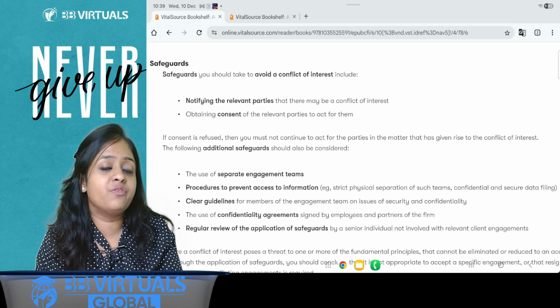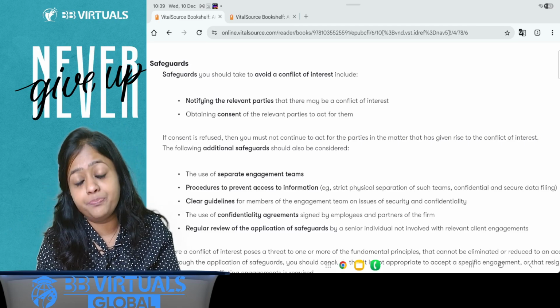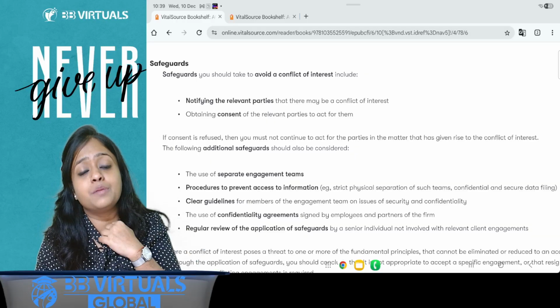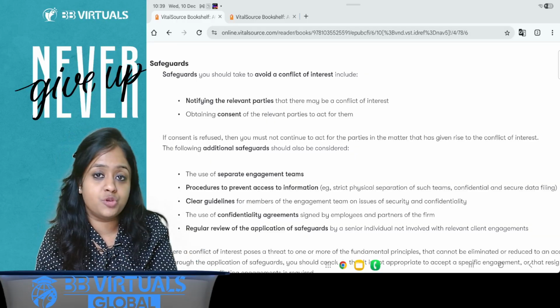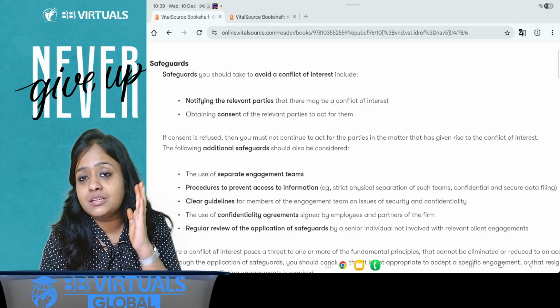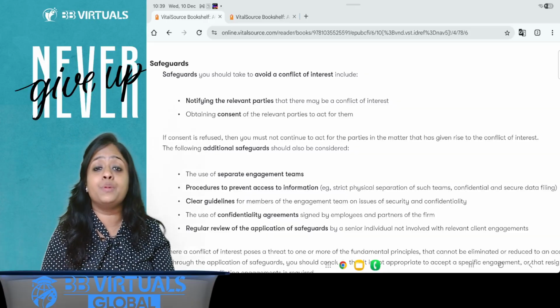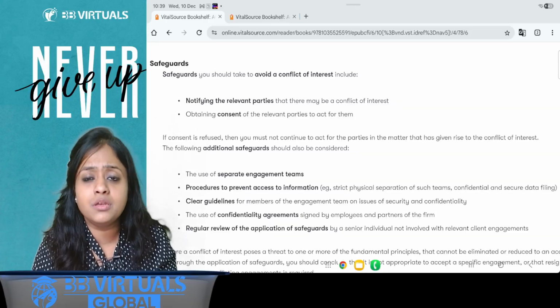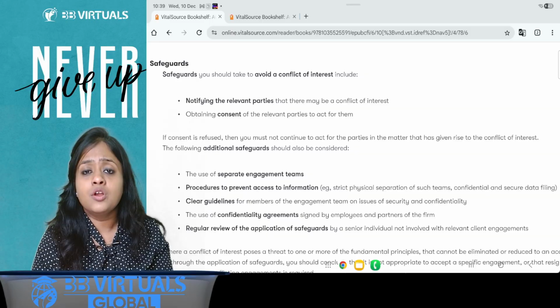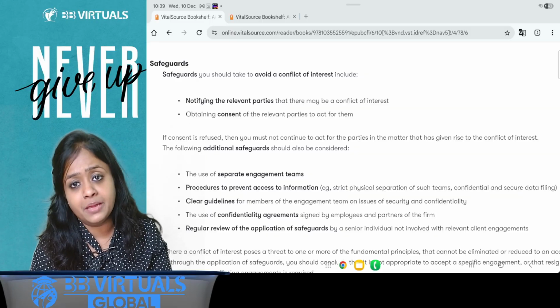So what can be the safeguard measures that you can suggest in the exam? Like number one, we discussed that proper access passwords and all should be there. Clear-cut team bifurcation should be there. No exchange of information should be there between them. Okay, no common work should be shared between them, right?